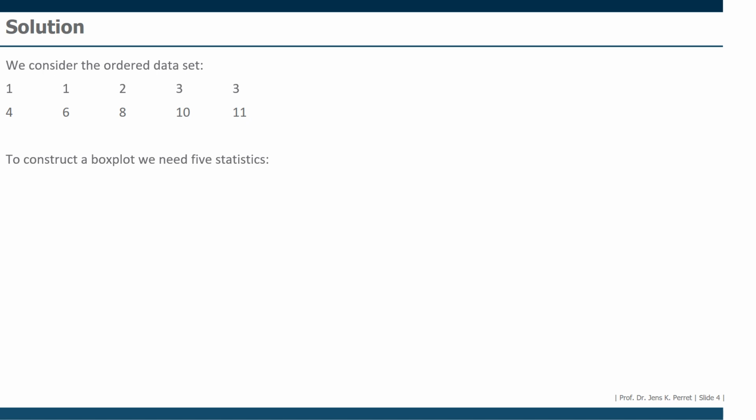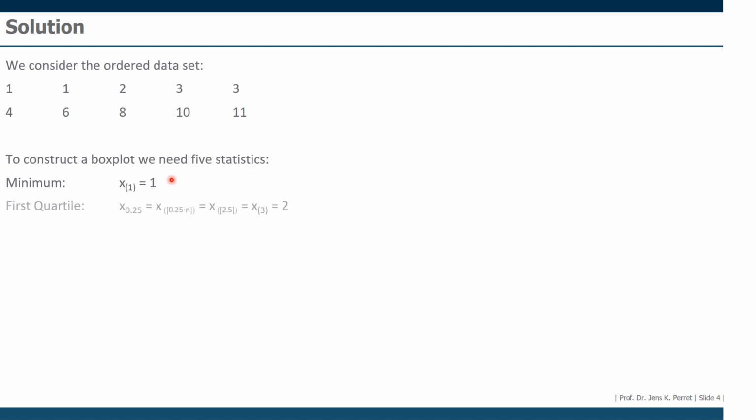And then to construct a box plot, I need to determine 5 statistics. I'm going to start with the smallest one. That's the lower antenna of the box plot. This is given by the minimum. The minimum is actually the first entry in my data set. It's the smallest value, so here it's 1.